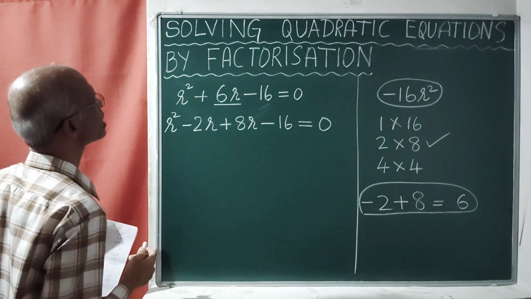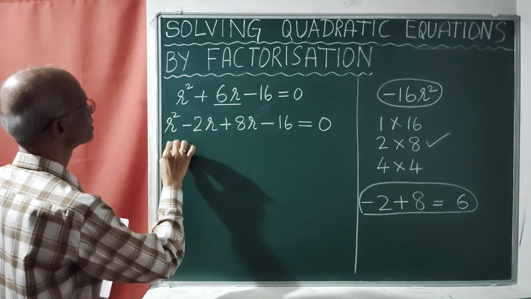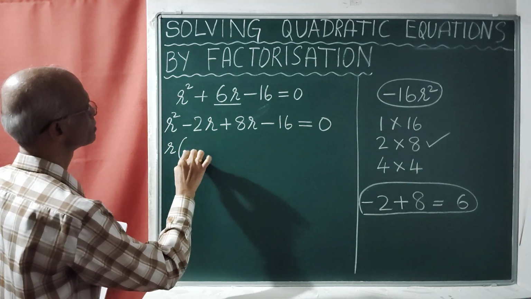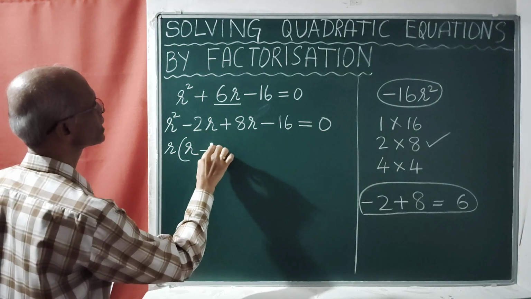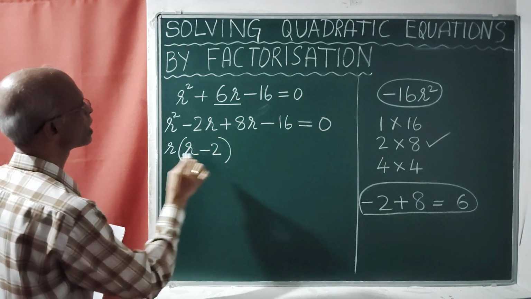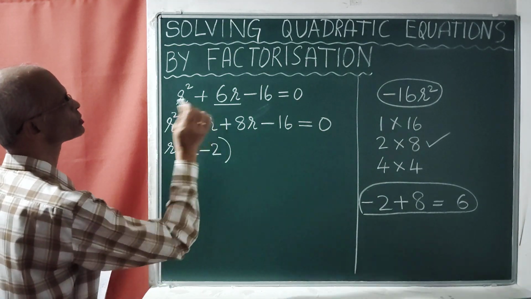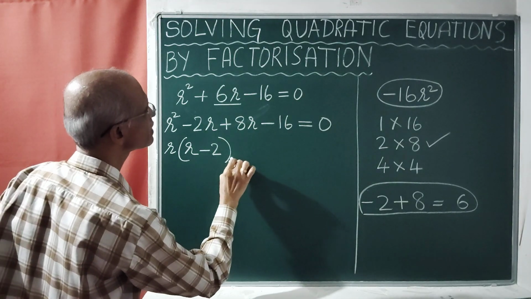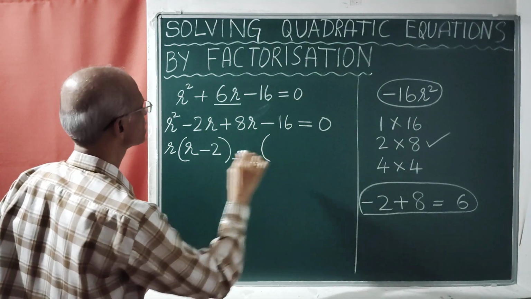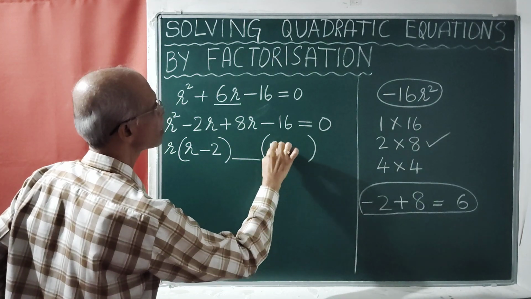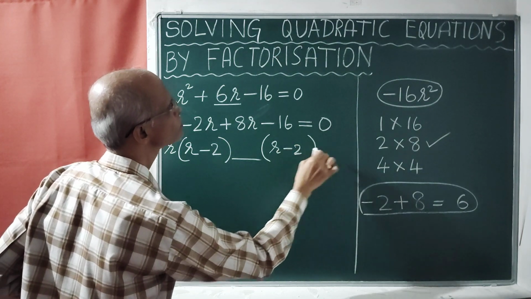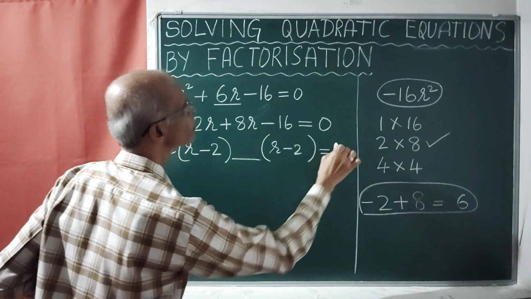Among these two terms, r is a common factor. Take r outside. r into r is r square, r into minus 2, minus 2r. Now leave a gap here and write the whole thing again in the bracket, r minus 2 is equal to 0.